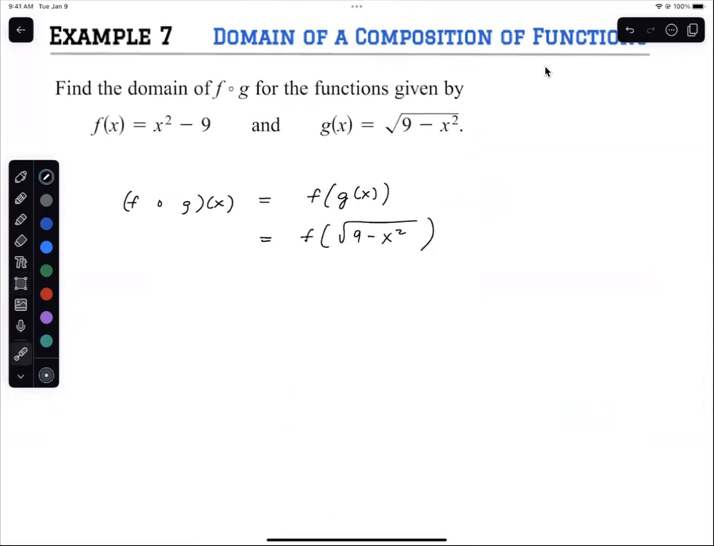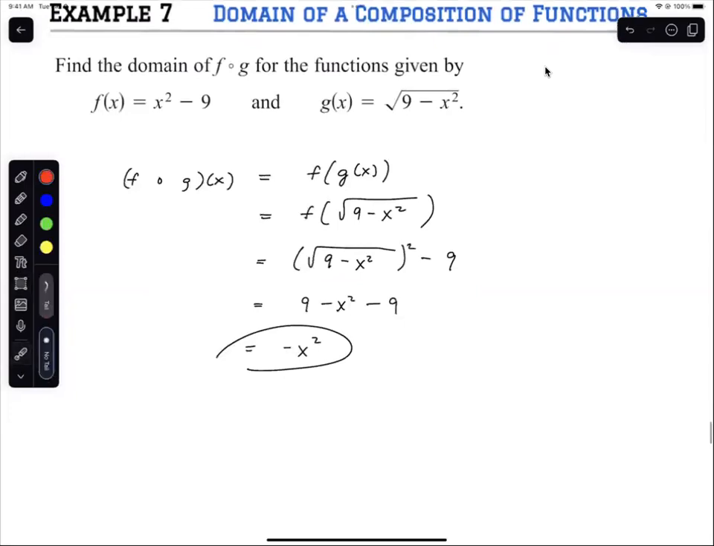So wherever you see an x, you're going to replace it with the square root of 9 minus x squared. So it's going to be equal to parentheses square root of 9 minus x squared, squared, minus 9. Radical squared, the square root and the power of 2 cancel. So you get 9 minus x squared minus 9, which is negative x squared.